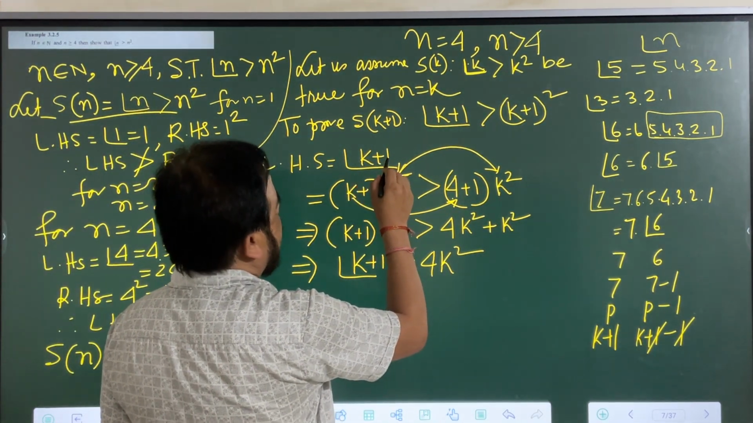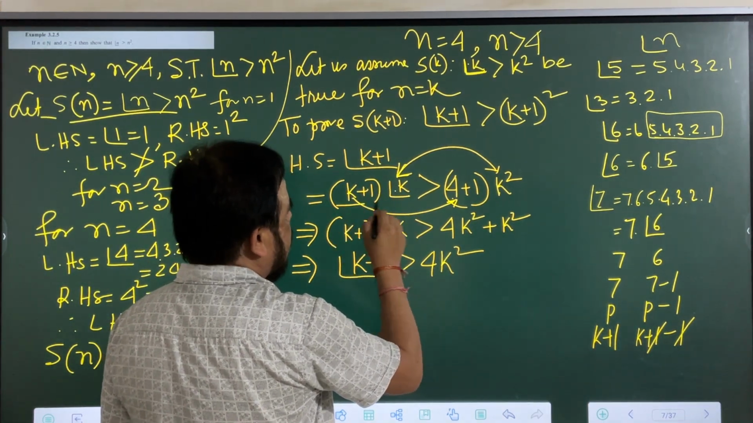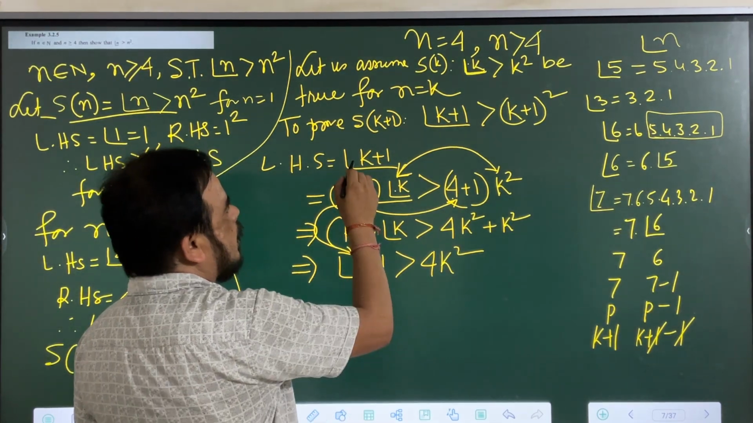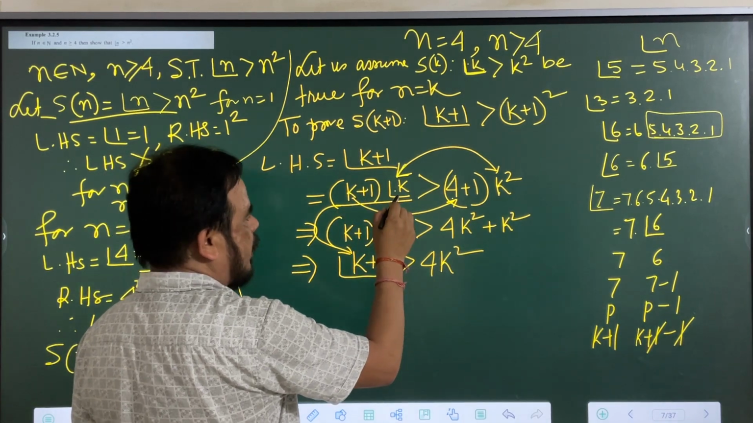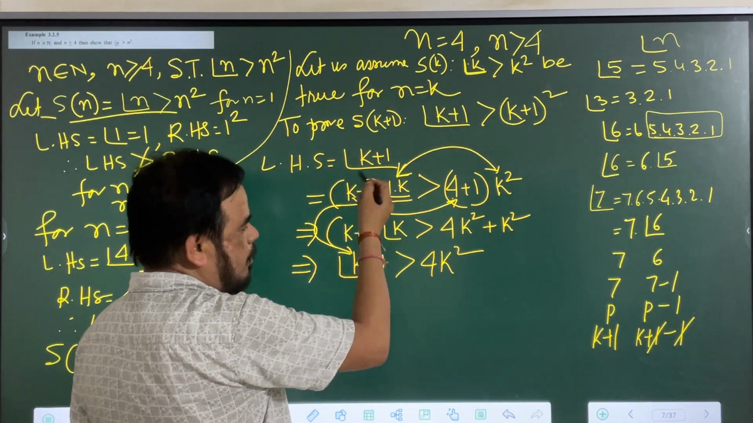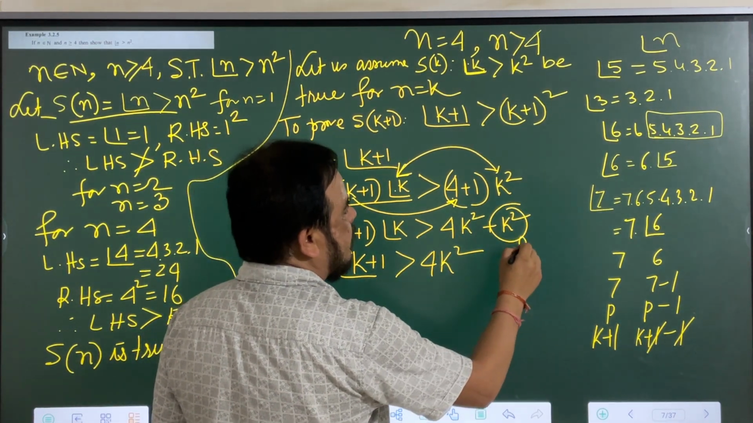Factorial k plus 1, we can write as k plus 1 into factorial k. Again, factorial k plus 1 we can write as k plus 1 into factorial k, the meaning is the same. But here I have written only 4k square, this one is neglected.